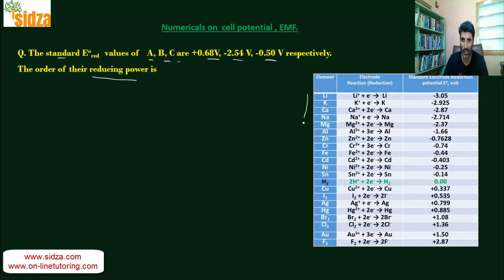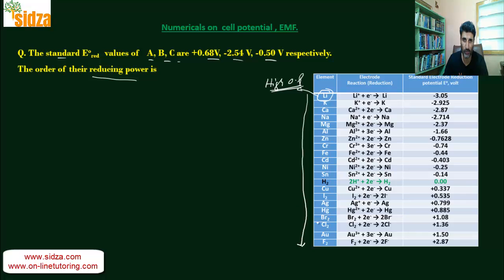So if you go down this series, you see that right at the top we have lithium, which actually has a very high oxidation potential. It has a very high oxidation potential, which means it has a high tendency to lose the electron rather than to gain the electron, right? So it has a high tendency to lose electrons. So this will have a very, very low reduction potential. It has a very low tendency to gain the electron, right?